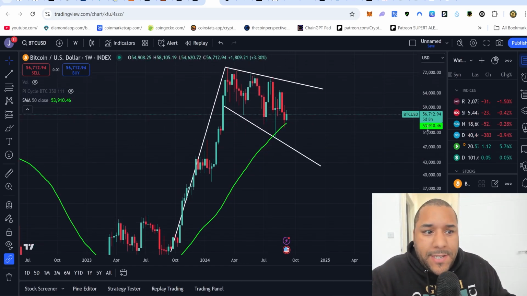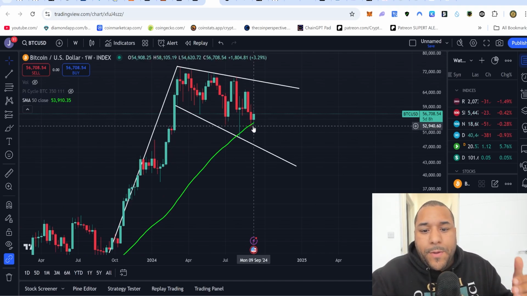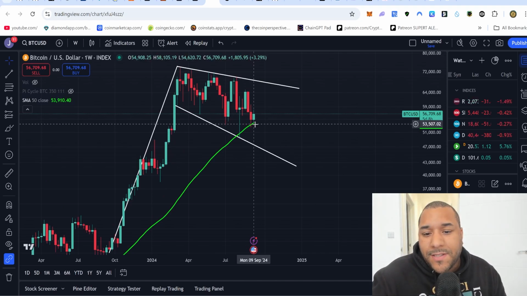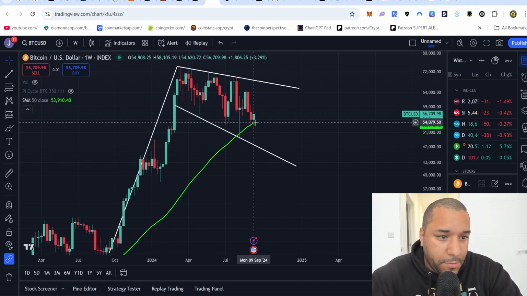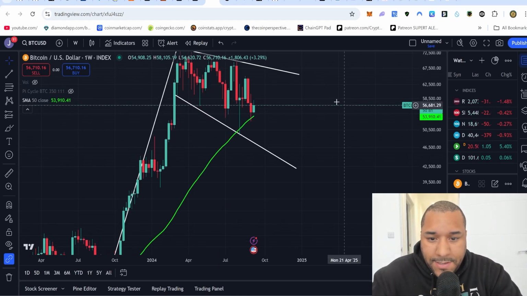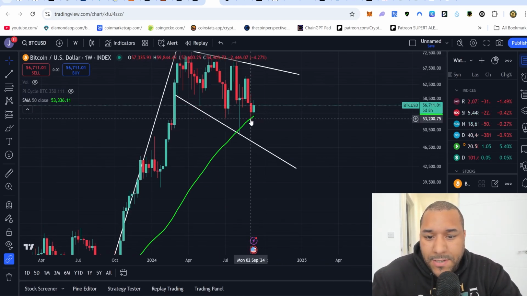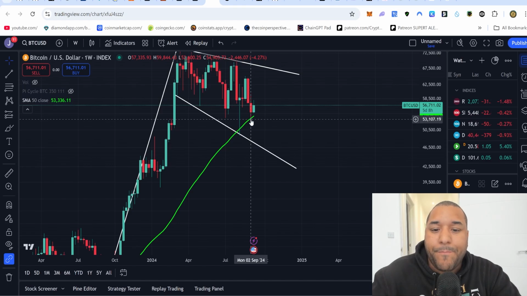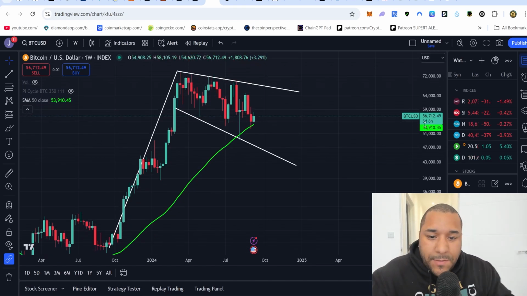If you watched my last video, I said we may come down to this 50-week moving average, which was about 53,000, but we must hold that as support. So this is good so far. Bitcoin's holding it as support. You can see right here we saw the bounce. We saw a slight dip into it, but it pulled back up. You've got the wick here to show the buy power, and right now it's holding support.